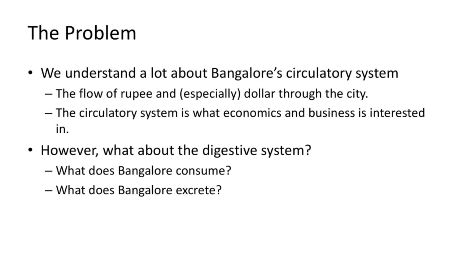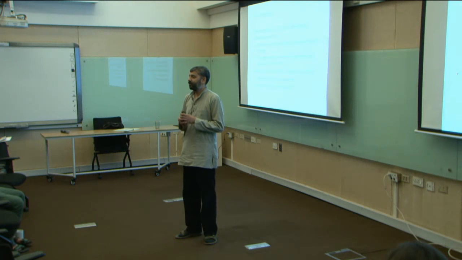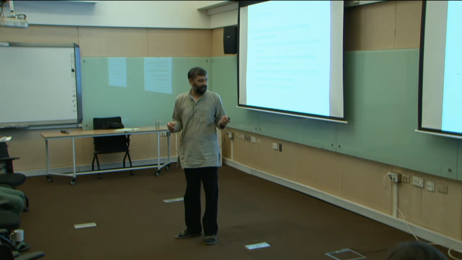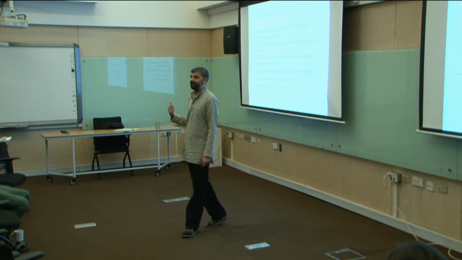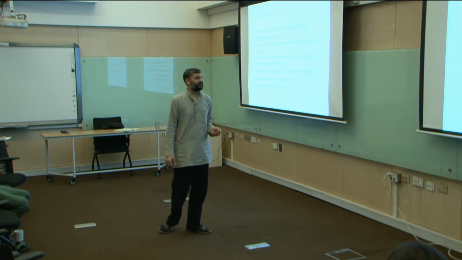We understand a lot about what happens within the city, right. So, we understand a lot about Bangalore's circulatory system, if you will, and especially the flow of rupee, certainly dollar. The circulatory system is what a social scientist like me is usually interested in, when we are interested in what businesses, people, etc. are doing within the city. But for this evening I want to focus on the digestive system, right. I am again using the city as a living organism metaphor, and in particular I want to understand the connections between the circulatory system and the digestive system. How are these two systems related to each other?